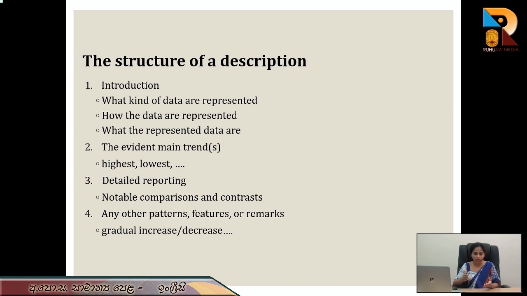If you are reporting data of a period of time, you can say something has increased gradually, or something has decreased gradually, or even something has decreased drastically, or something has increased drastically. You can identify these patterns and features also, right? So that's about the structure of your description. Now, this would be helpful to you when you are describing a graph, chart, or a table.